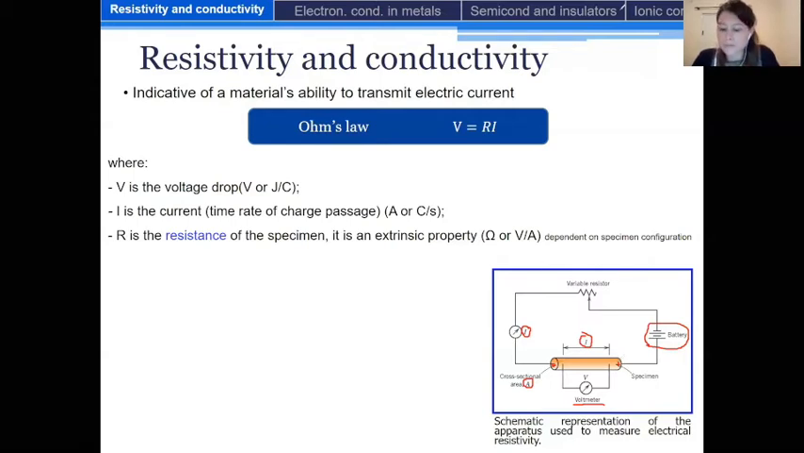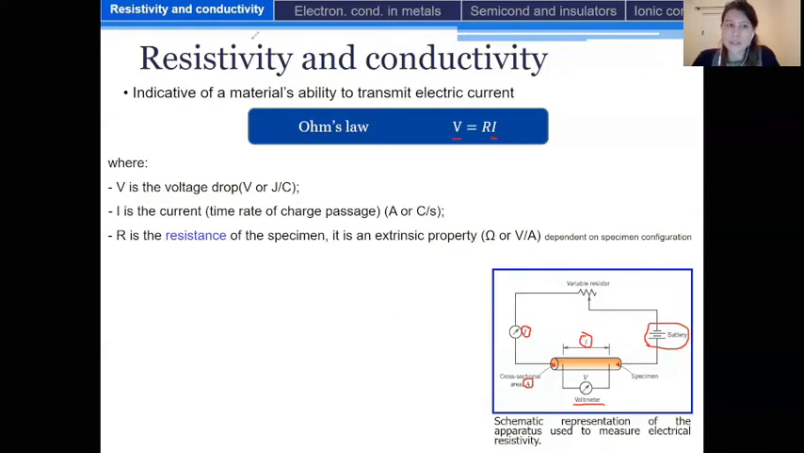And so we can refer to Ohm's law, which states that the current I through a conductor between 2 points is directly proportional to the voltage across the 2 points. And the constant of proportionality, R, is the resistance of the specimen, and it is an extrinsic property, which means that it depends on the specimen configuration. So the resistance of the specimen is given in ohms.